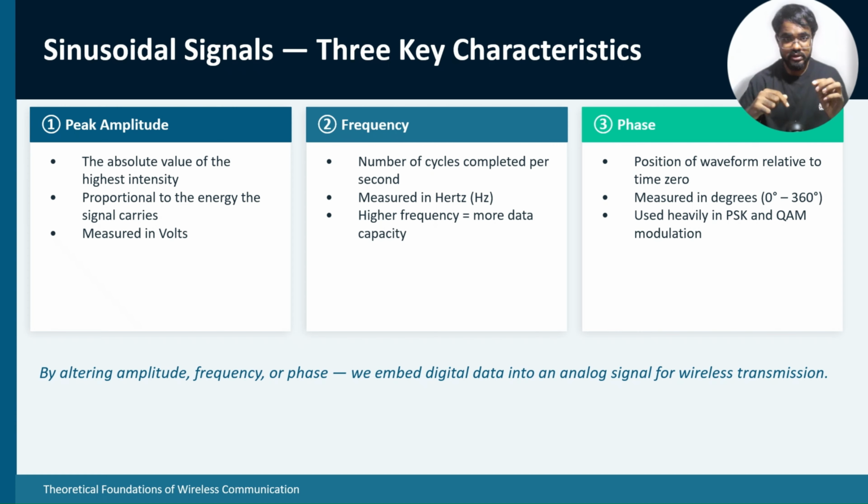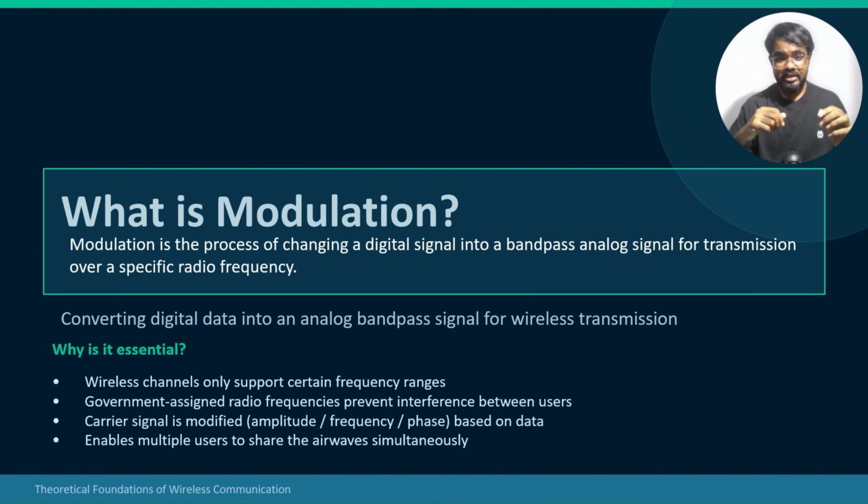By altering these 3 characteristics of sine waves, we can embed our digital data into an analog signal that can travel through the air. This brings us to the concept of modulation. Modulation is the process of changing a digital signal into a bandpass analog signal for transmission. This is critical for wireless communication because we need to transmit our data over specific government-assigned radio frequencies.